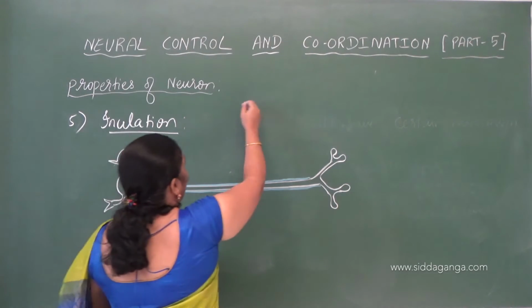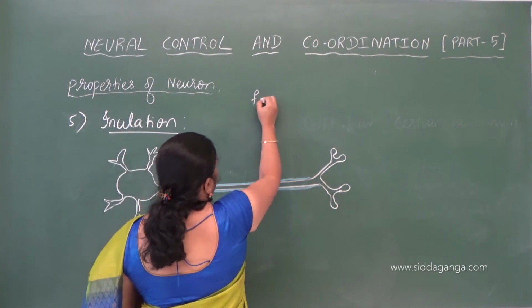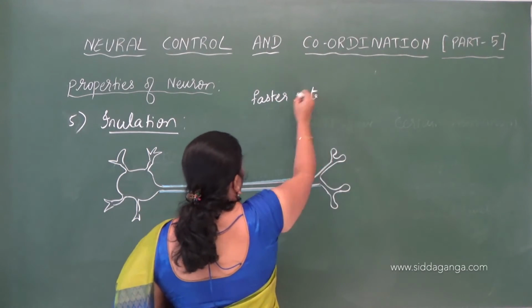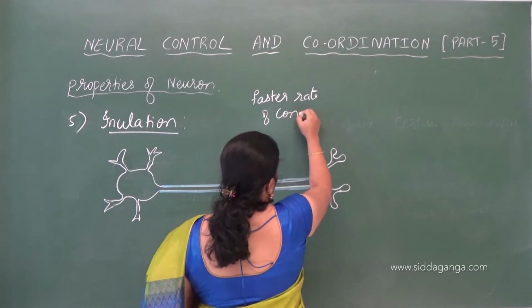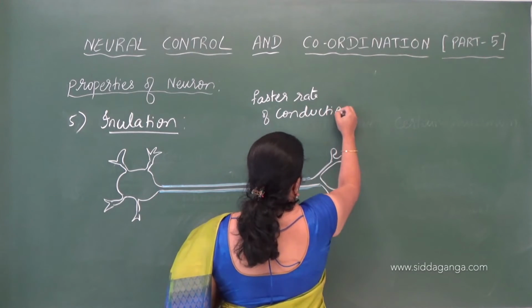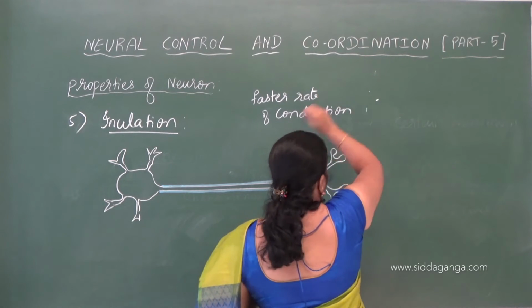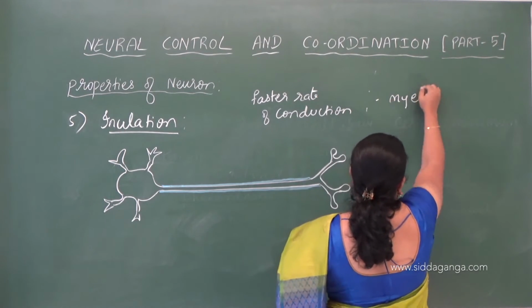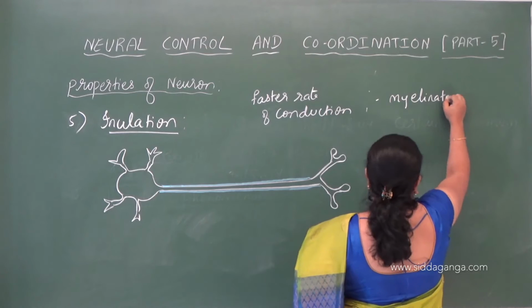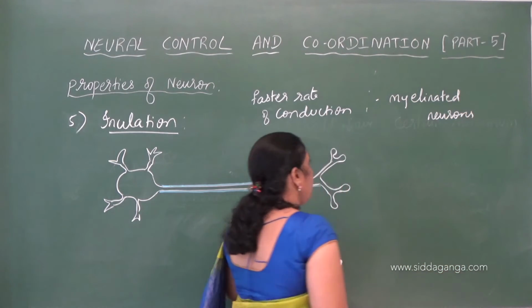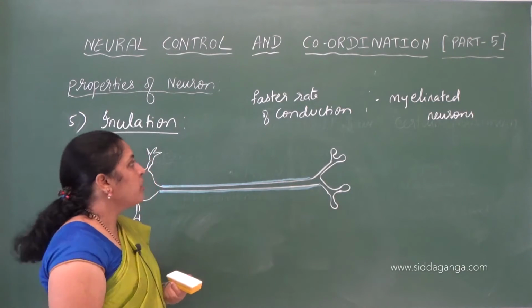Faster rate of conduction. Impulse is conducted faster in myelinated neurons compared to non-myelinated neurons.